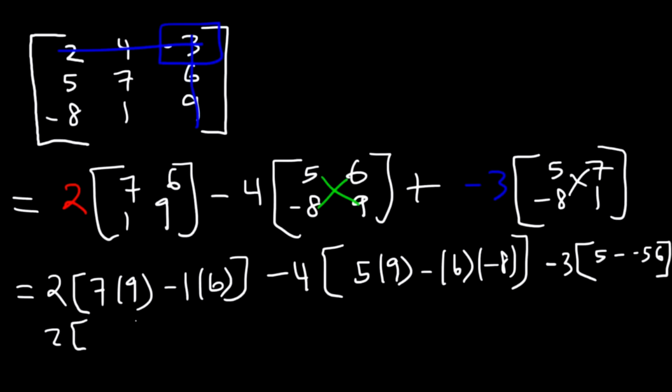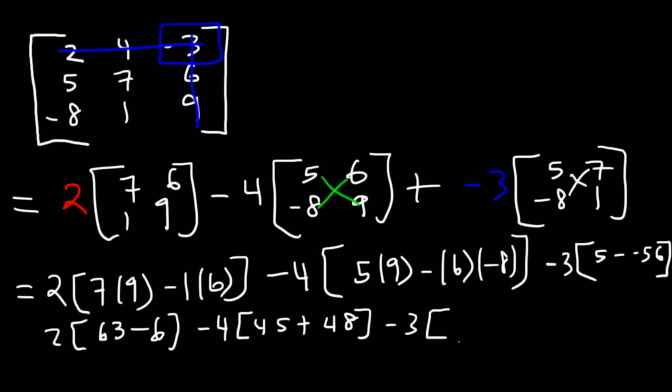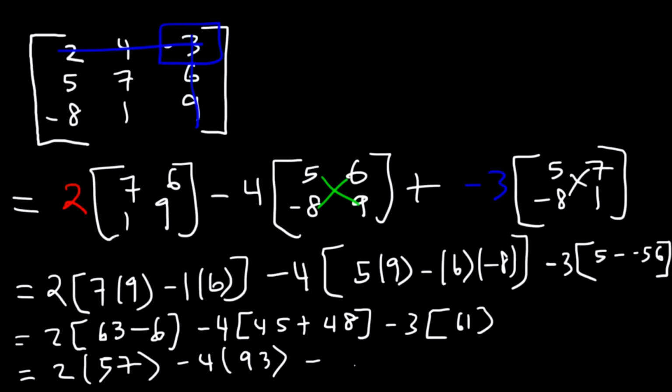So 7 times 9 is 63. 1 times 6 is 6. 5 times 9 is 45. Negative 6 times negative 8, that's positive 48. And then we have 5 minus negative 56, which is like 5 plus 56, so that's 61. 63 minus 6, that's 57. 45 plus 48, that's going to be 93. Negative 3 times 61 is negative 183.